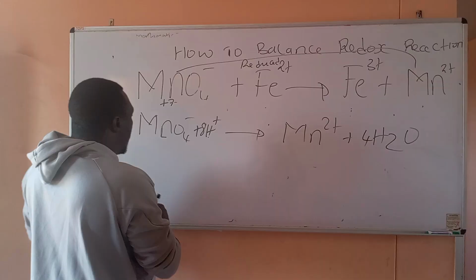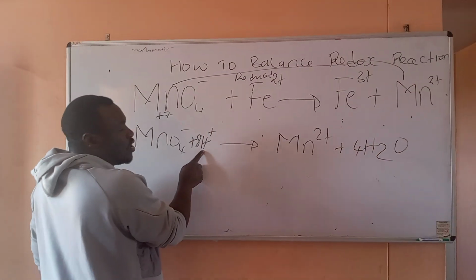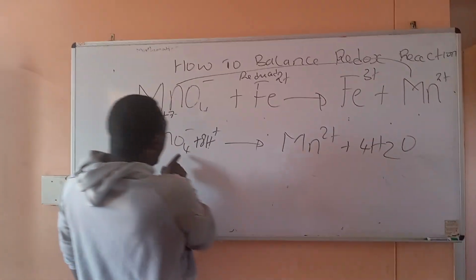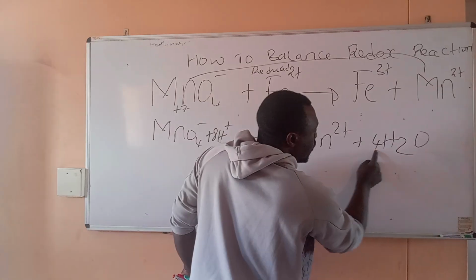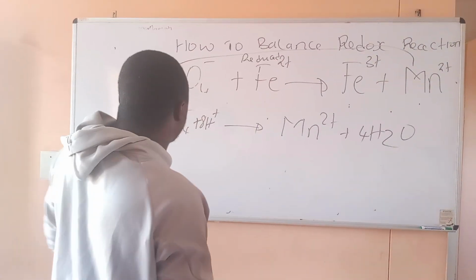First, let's balance our normal equation. Manganese is 1, manganese is 1. Hydrogen is 4, hydrogen is 4, and hydrogen is 8. Oxygen is 4, oxygen is 4. Can you see that? Let's go now to the charges to see their balance.